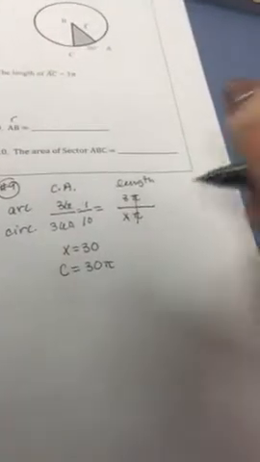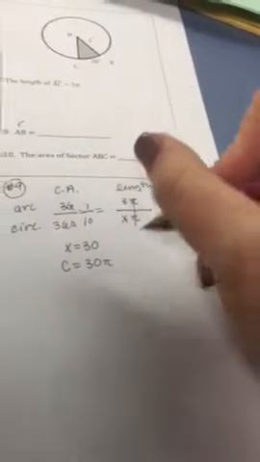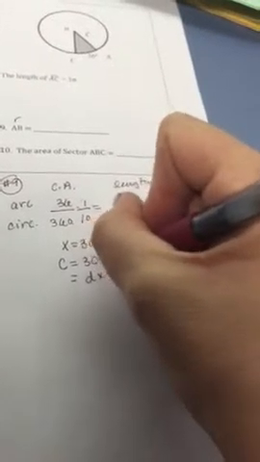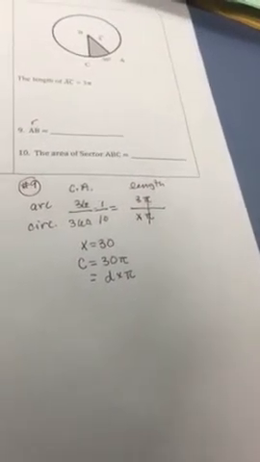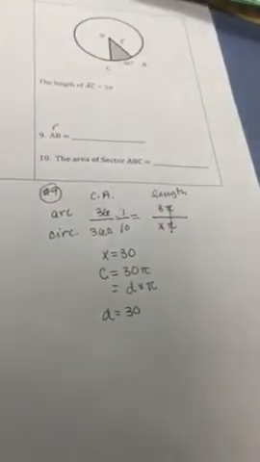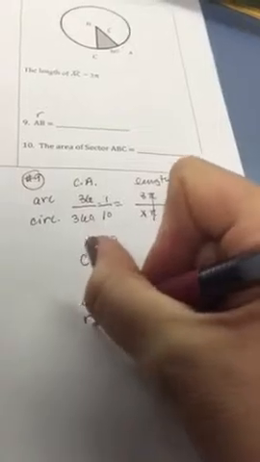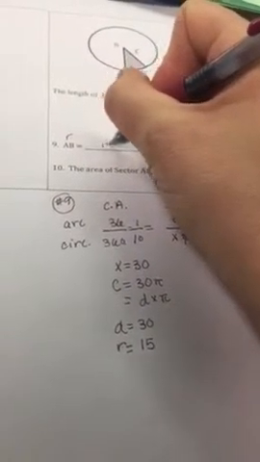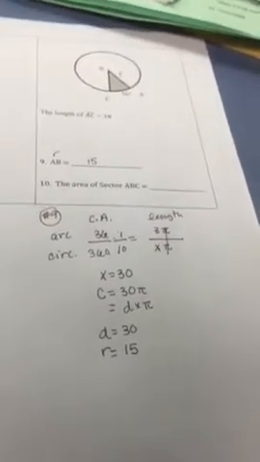So again, keep in mind we're trying to find our radius here. When we talk about circumference, we know that circumference is our pi times our diameter. So when I know my circumference is 30 pi, that tells me my diameter is 30, and we know our radius is half of that. Therefore, my radius must be 15. So we've now answered question 9, that the length of AB is 15 units.